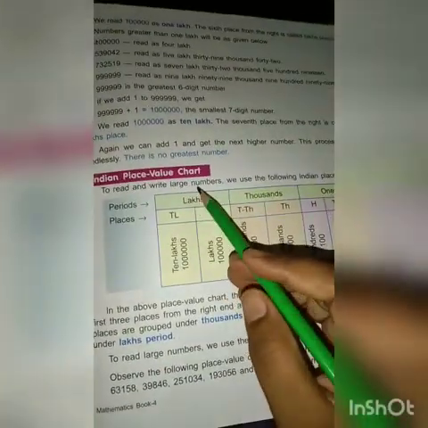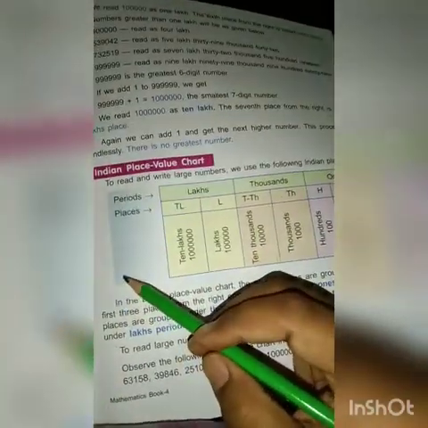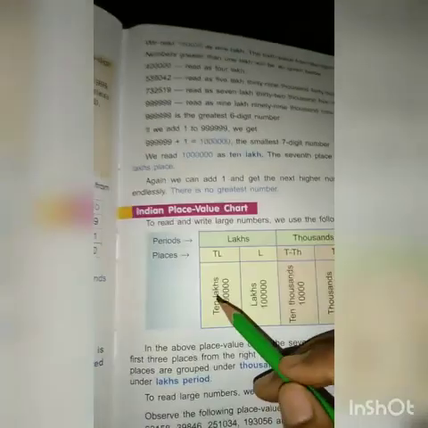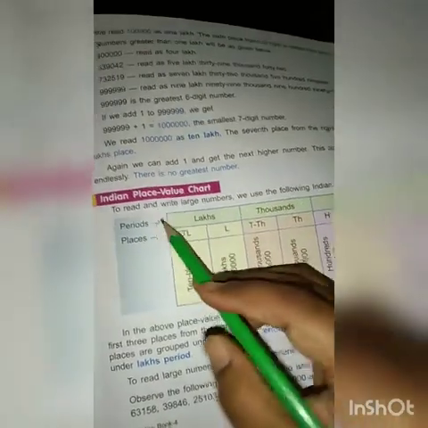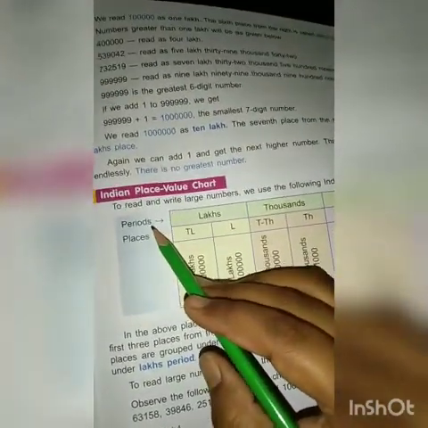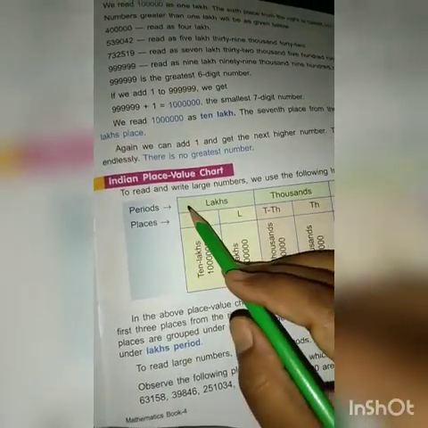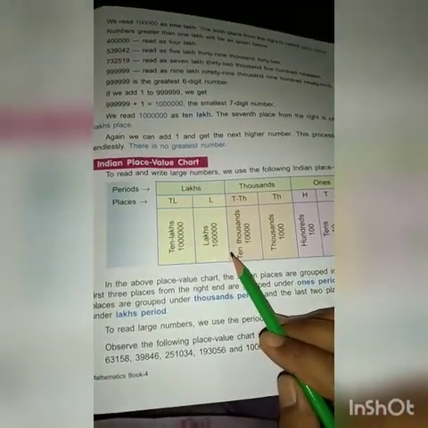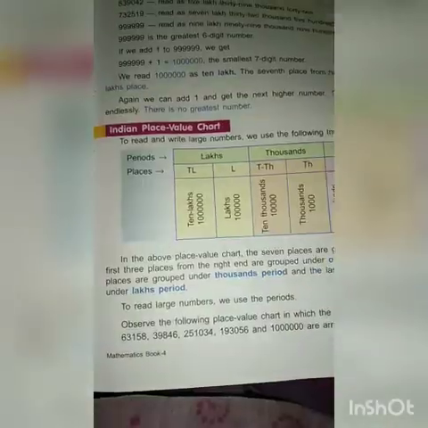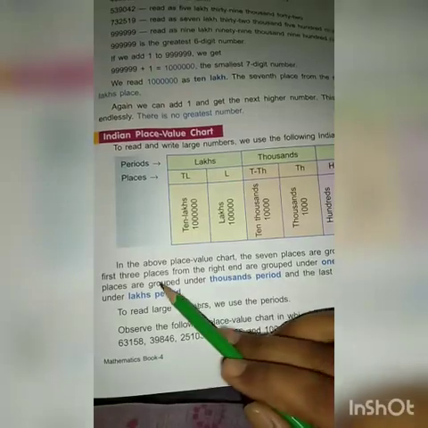To read and write large numbers, we use the following Indian place value chart. Clear? So children, here we have to know what the periods are and what the places are. What is the difference between periods and places? So before going through this chart, we will see this paragraph. In the above place value chart, the 7 places are grouped into periods.